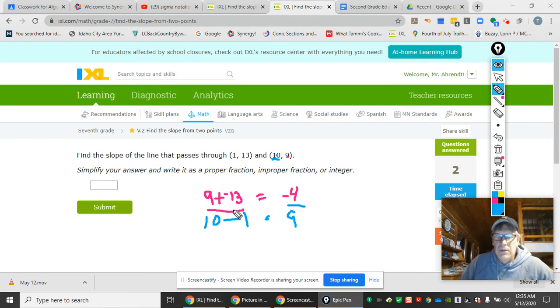Okay, so let's look. Let's try the other way. Remember, your x goes on the bottom. So if I'm at 1 and I run over to 10, how far did I run? 9. And for your y's, this is rise now. If I'm at 13 and I drop down to 9, that means it's going to be a negative slope dropping. I'm going to drop 4 units. So that should be my answer. So punch in negative 4 slash 13.